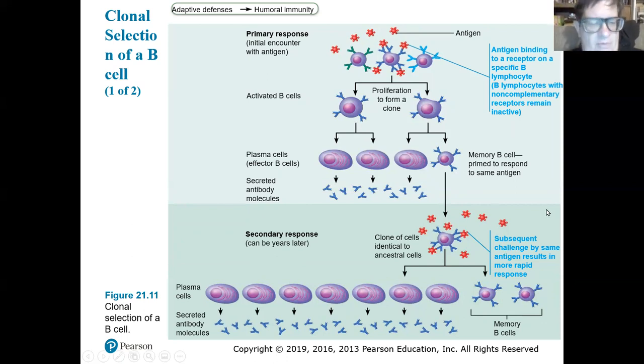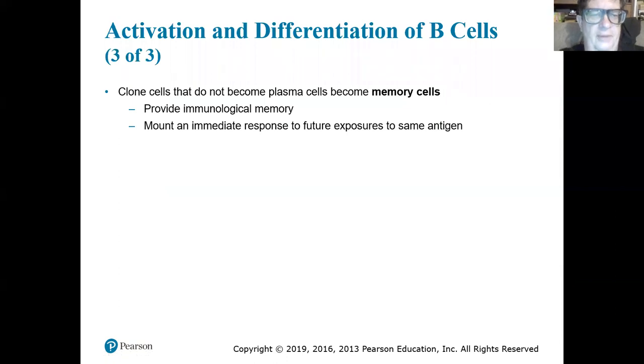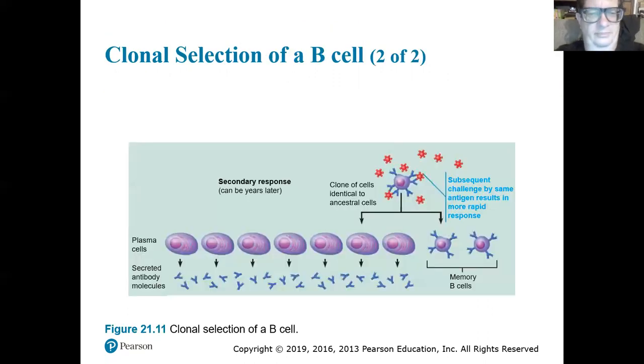Great. We've talked about that before too. All right. Clone cells that do not become plasma cells will become memory cells. They will provide immunological immunity, mounting an immediate response to future exposure to the same antigen. Again, we've said that.